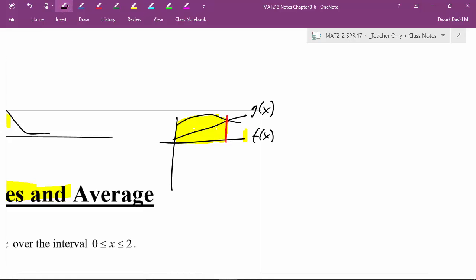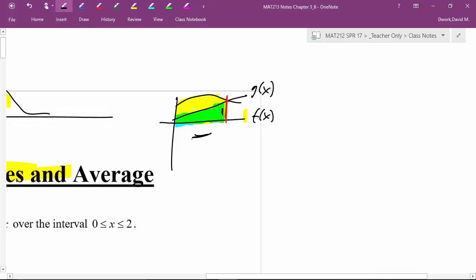Now, that's too much, right? I don't want this area here. I don't want this area in there. So what would I do to get rid of that area? Well, if I find the area of g of x, do you notice that is exactly the area I do not want? That is the precise area I need to get rid of. And if I subtract that away, it'll leave me with the area that I want.